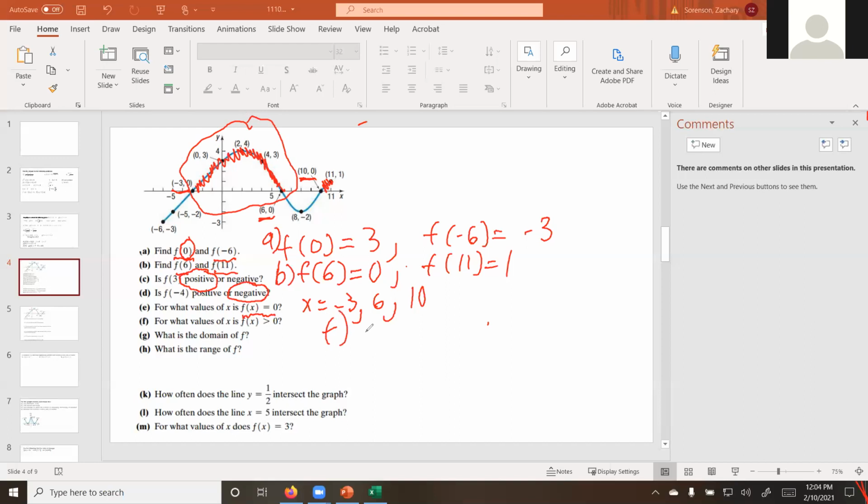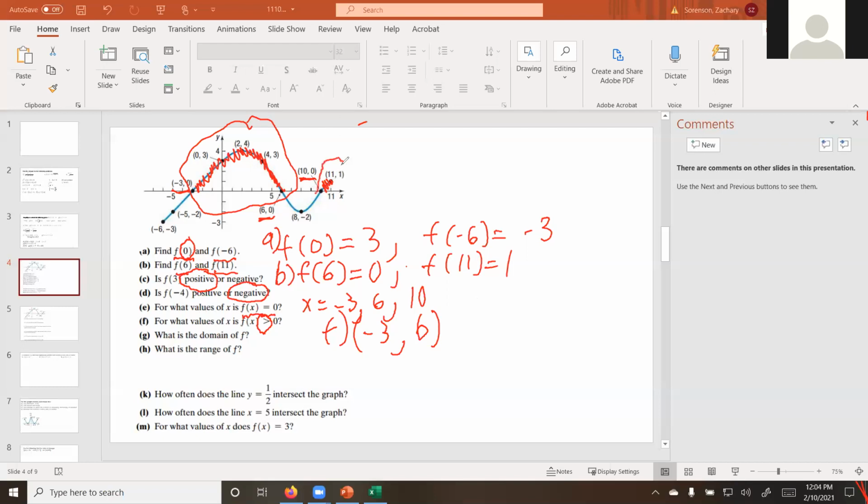-3 to 5. Parentheses or brackets? Oh, 6, I think. Oh yeah, 6, right. Would it be included, right? So brackets? It's just greater than. If it were greater than or equal to, it would be brackets, but it's just greater than. So -3, 6 is my first part, but that's not the only region, right?